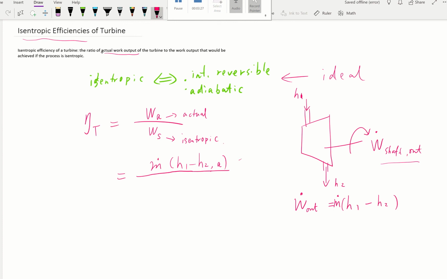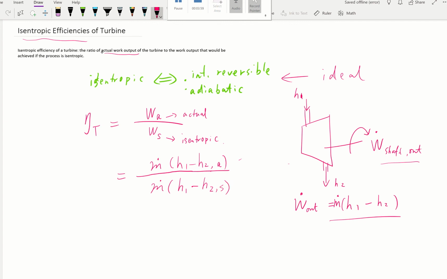And now let's look at the ideal situation, when this turbine runs beautifully without any friction. It's isentropic, it's reversible, there's no heat transfer. So in that case, we have mass flow rate. We're still going to use this equation. The starting initial enthalpy stays the same. However, the exit enthalpy will be a different scenario. Now it's going to be H2S.